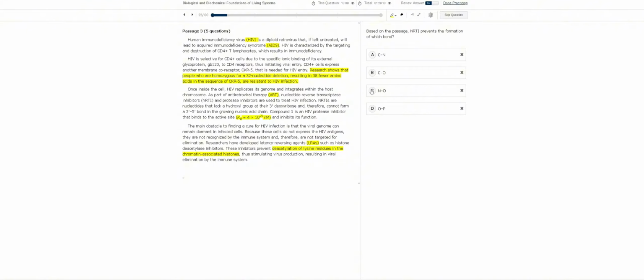Question number 3. Based on the passage, NRTI prevents the formation of which bond? They first talk about NRTIs in this paragraph right here. Let's read. They say they are nucleotides that lack a hydroxyl group at their 3' deoxyribose and therefore cannot form a 3' to 5' bond in the growing nucleic acid chain. Okay, so they just want us to recall what typically happens in a regular formation between two deoxyribose molecules, and now they're giving a scenario where this NRTI prevents the formation of these bonds.